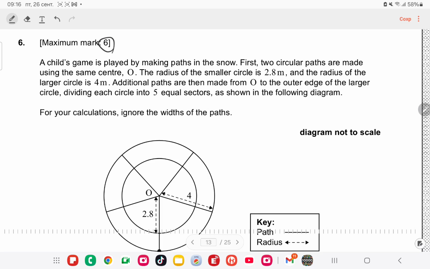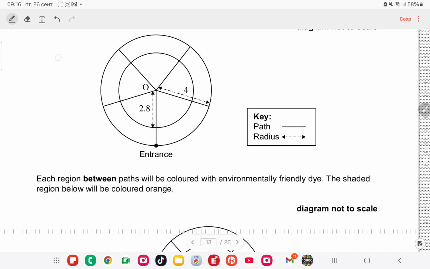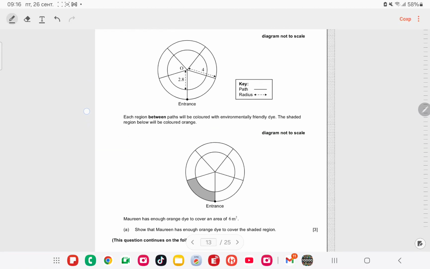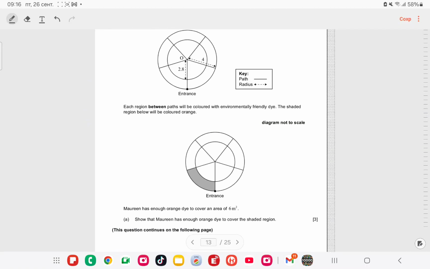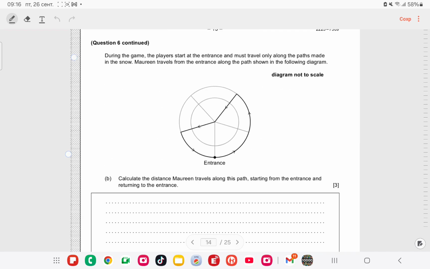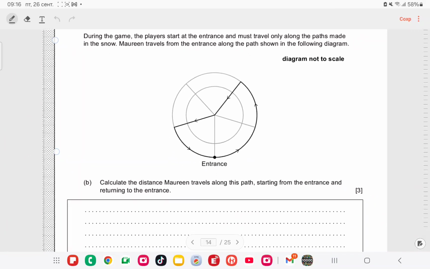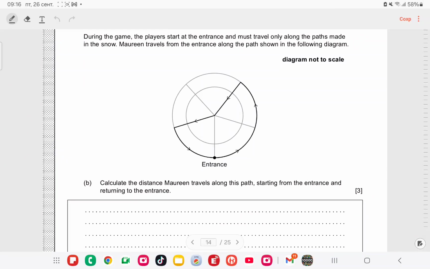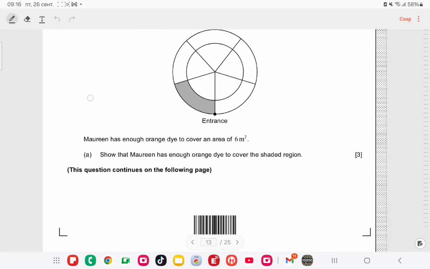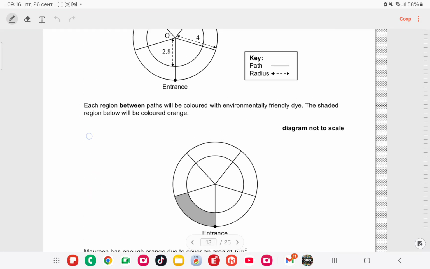So it is 6 marks, so about 6 minutes total, and given the circle, it is usually related to trigonometry, arc length and area of the sector, right? There are 2 pages of this question and 2 parts, A and B, part B 3 marks and part A 3 marks as well.